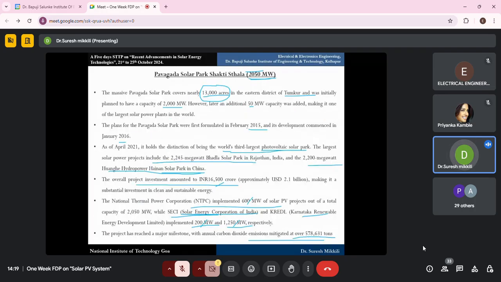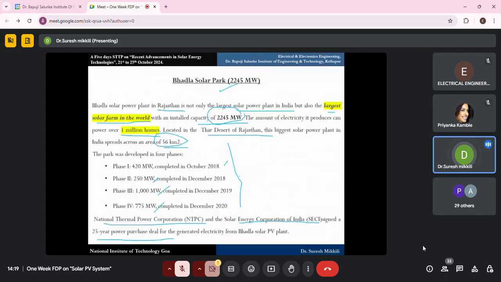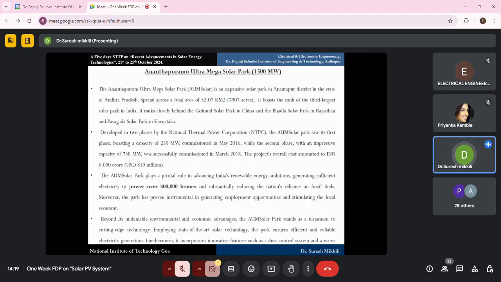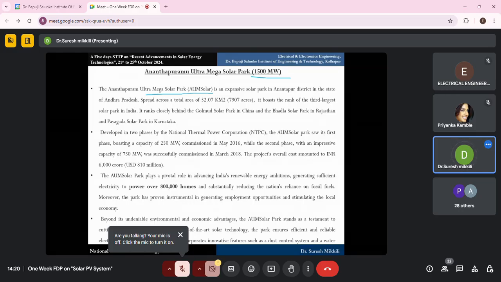Okay. The second one is 13,000 acres across 2050, and the amount spent is 13,500. In both places, NTPC and SECI are common, but in the second one, the Karnataka state has also been partially considered. And the next one, Anantapuram, is in Andhra Pradesh, generating 1500 megawatts. Okay, it is called an ultra mega solar park. It is expanded over 32 square kilometers, that means 7,900 acres.